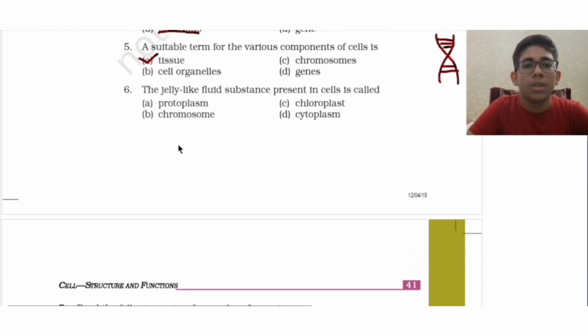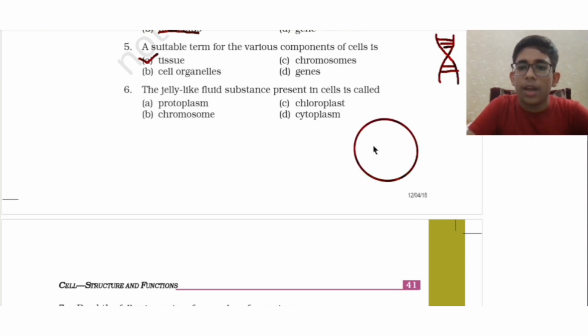The next question. The jelly-like fluid substance present in cells is called. So we know by the structure of a cell, let this be a cell, and in this there is some jelly-like substance in which the organelles float. So the question is asking for this name. So we know that this jelly-like substance is called cytoplasm. So we will find the correct option, D, cytoplasm.